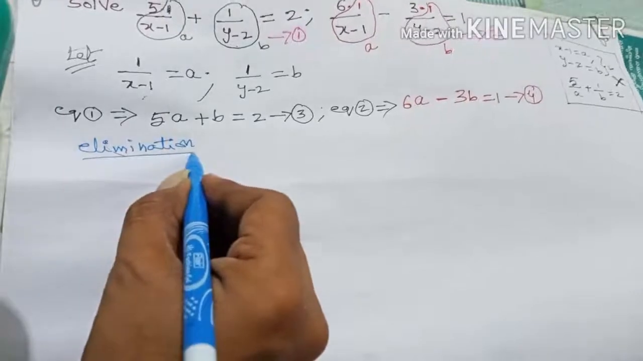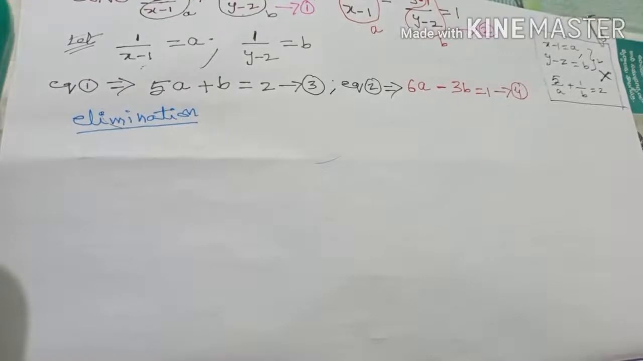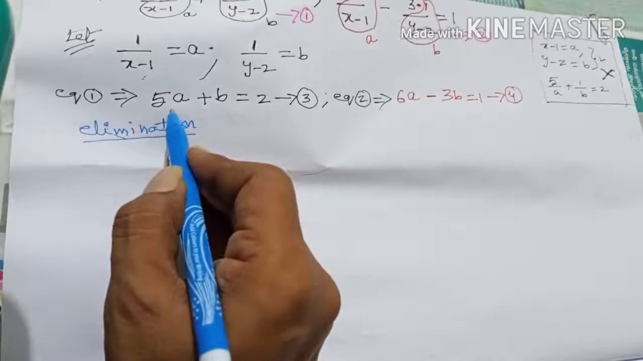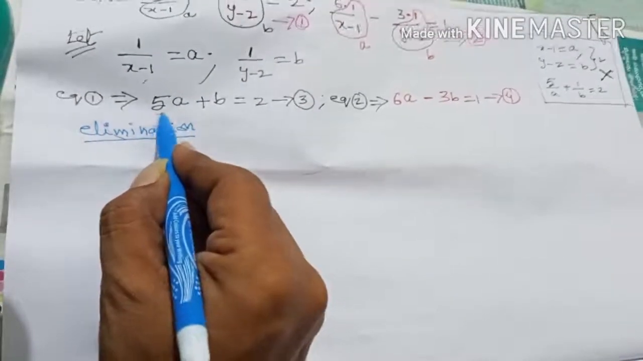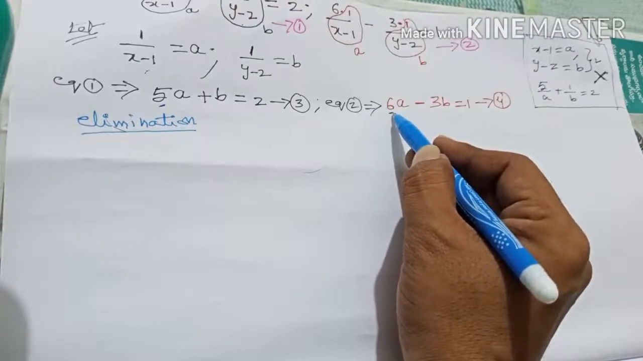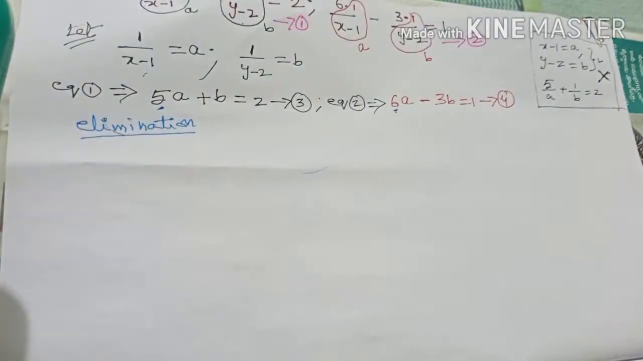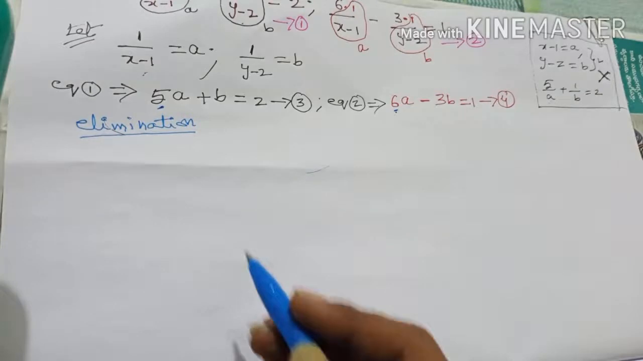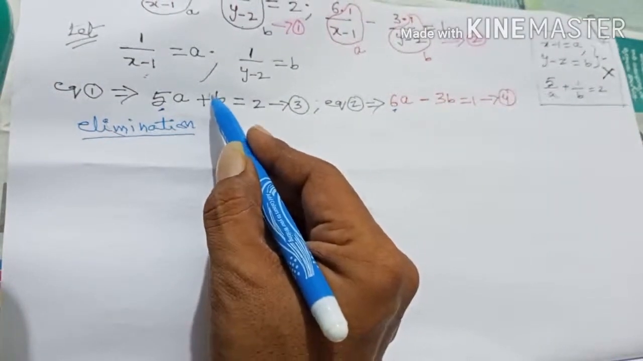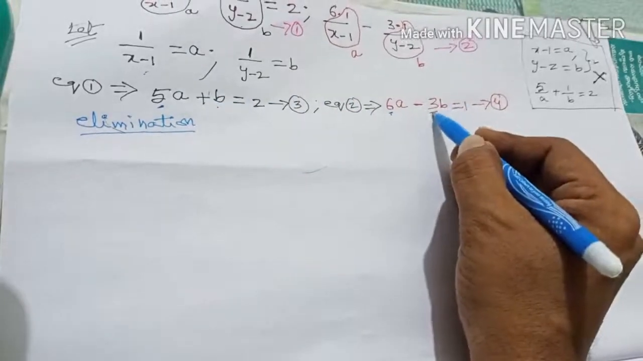So before going to elimination method, I have to check whether the coefficients of any variables are equal or not. Suppose you take the coefficient of a, it is 5. Here the coefficient of a is 6. Therefore, coefficients of a are not equal. Then you observe the coefficients of b. Here what is the coefficient of b? Here we cannot see any coefficient. It is nothing but 1. Here the coefficient is 1. Here the coefficient of b is 3.